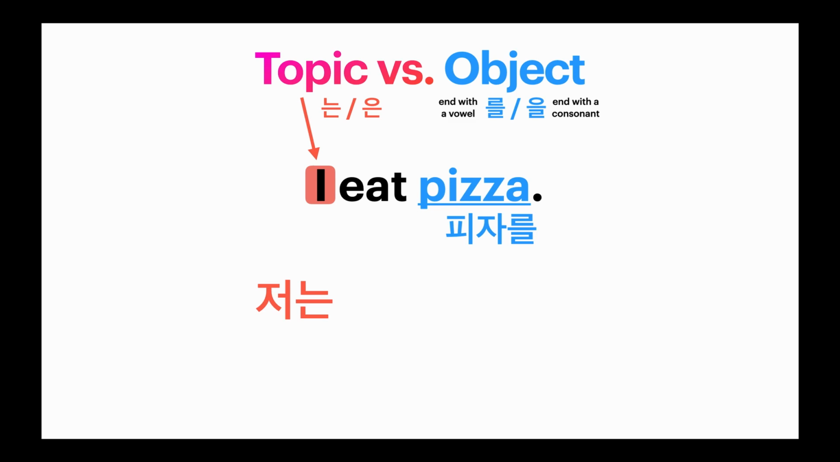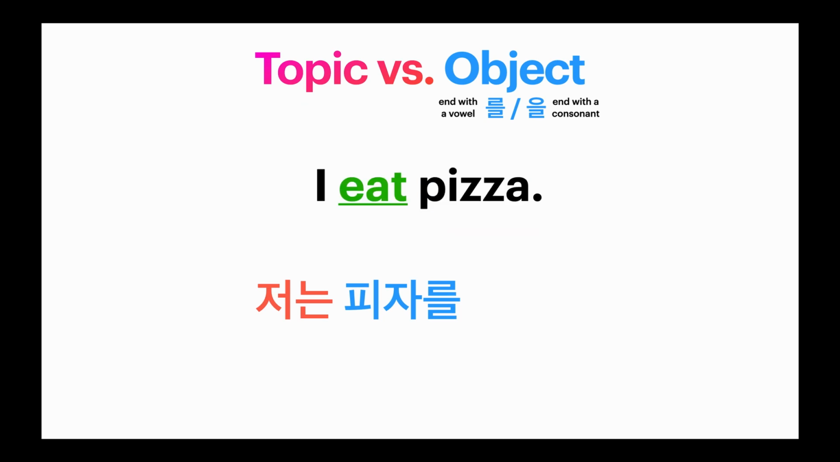So let's add this to our sentence. 저는 피자를. And last we need eat. Eat we just learned earlier in this lesson, which is 먹다. Now we can't just add it to our sentence like this. We have to conjugate it into the present tense, so we will drop 다 and add 어. And then for the 400th time, we will make it polite by adding 요. And just a reminder that the verb will always come at the end of a sentence. So I eat pizza is 저는 피자를 먹어요.